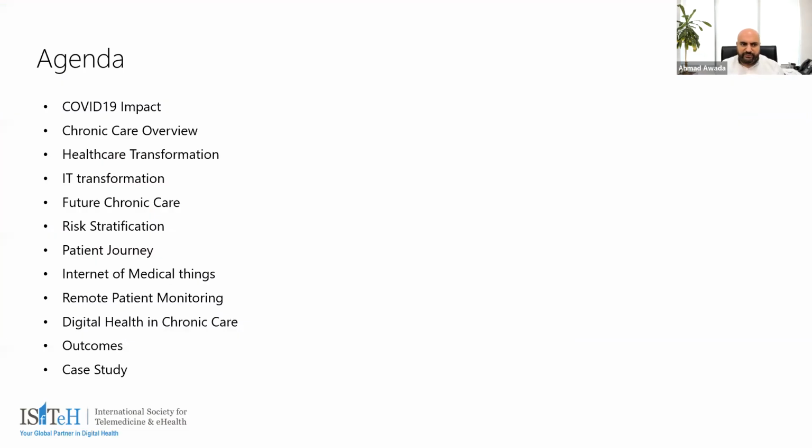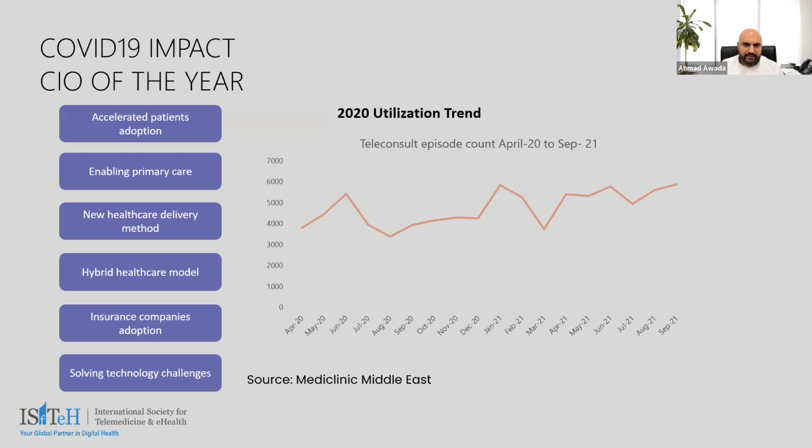So this is the agenda of today. That's what I'm going to take you through, and some of these items will answer your questions on the adoption and the AI. So I start with the COVID-19 impact. Where I see it, the CIO of the year. I would say the CIO and the CEO and the CSO of the year, where everything was implemented really fast. I took the liberty to show you the utilization trend in MediClinic Middle East.